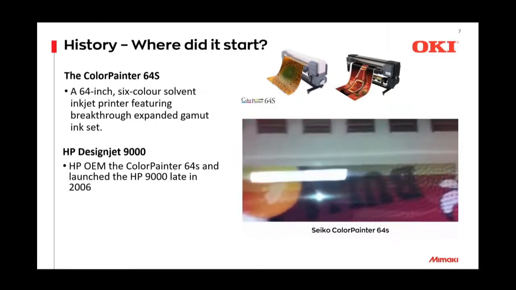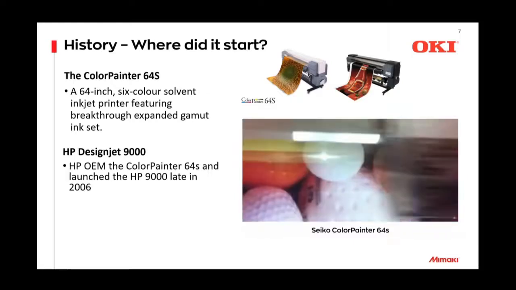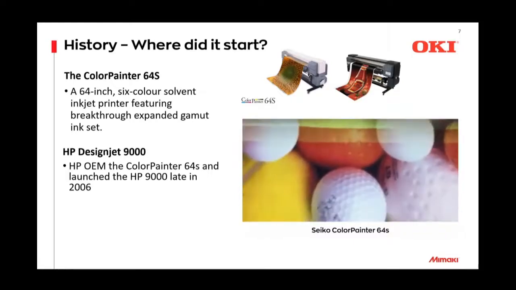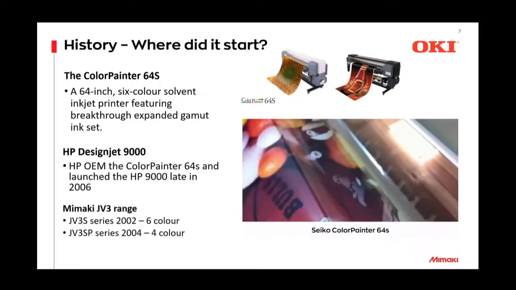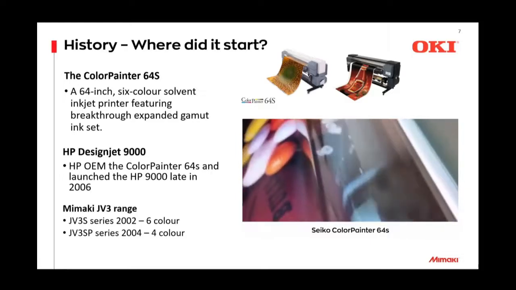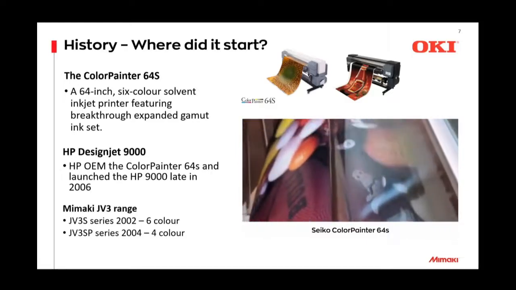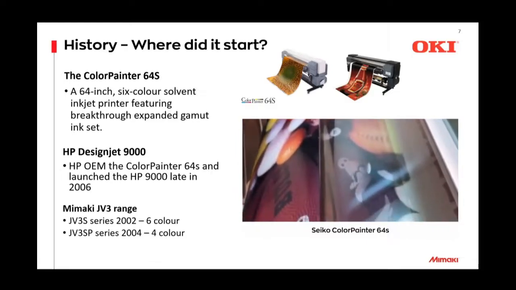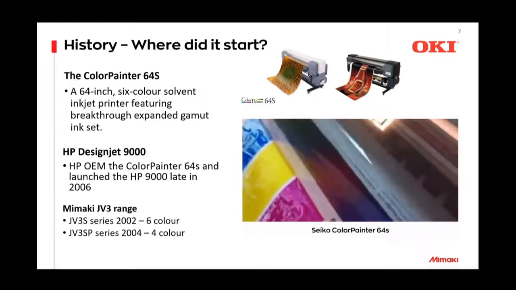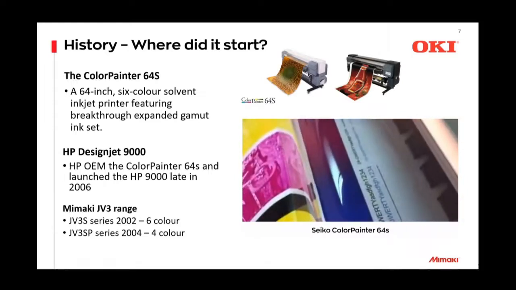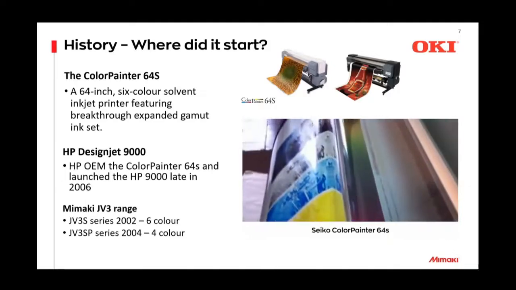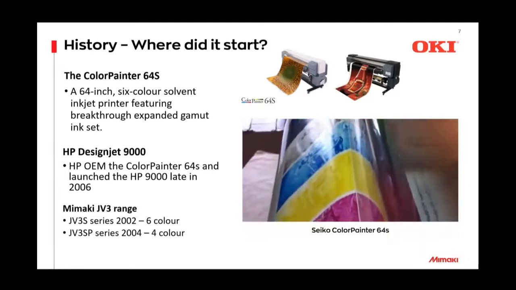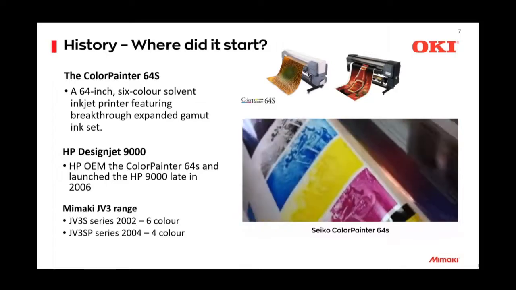Now, I can remember at the time trying to compete against the ColorPainter 64S with the Mimaki JV3 range. Okay, so you obviously would be familiar with some of this, but we were generally competing with the JV3 160 SP model, which was a dual 4-color, 4 Epson printhead model. And it had increased production speed over the previous S series.